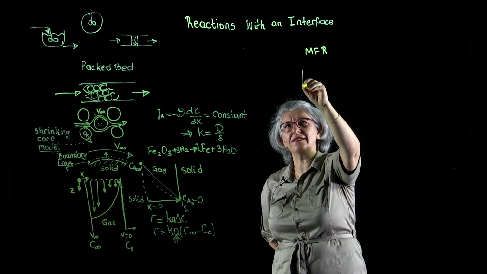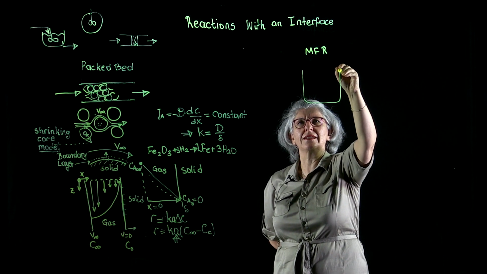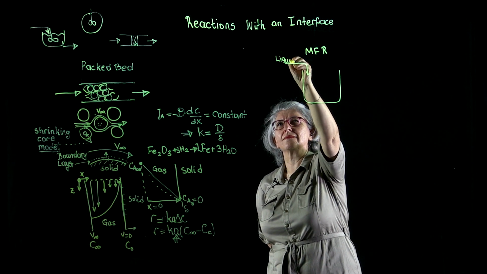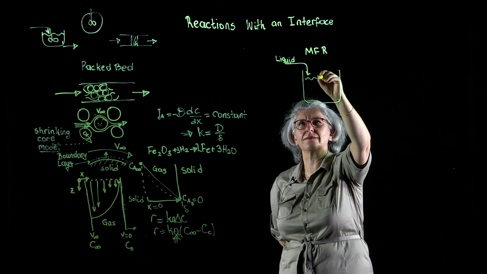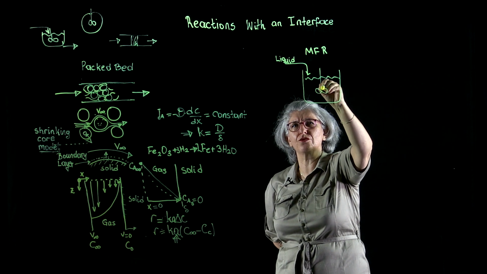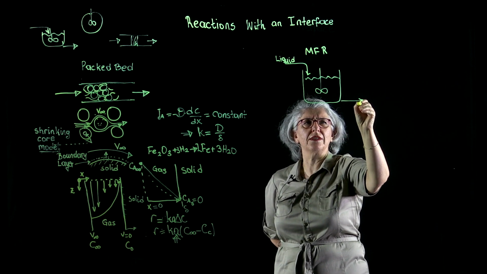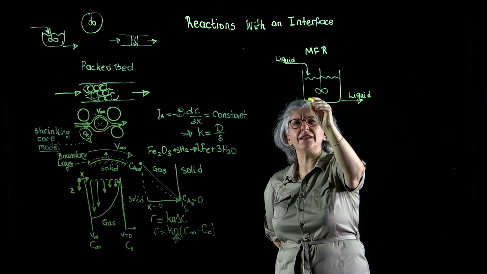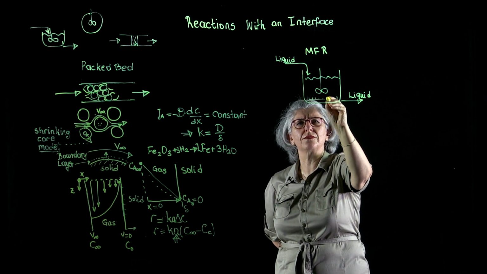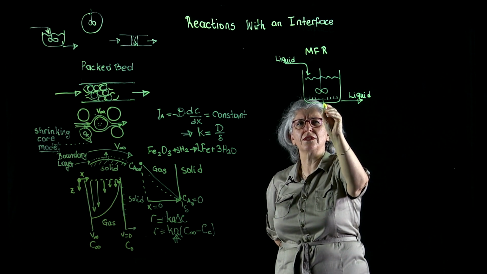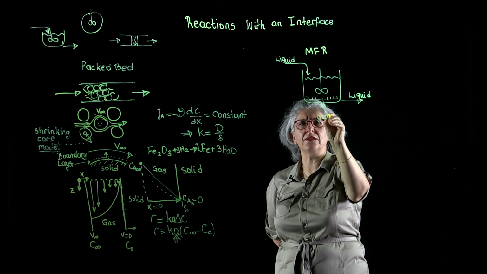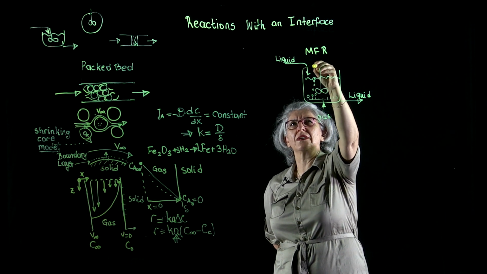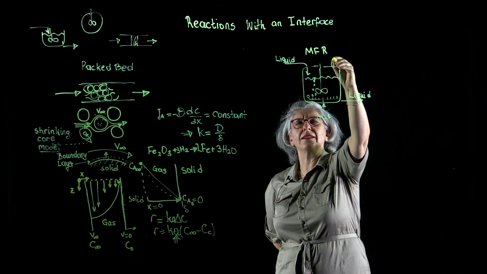In our mixed flow reactor, you're going to have a liquid phase coming in. We have an impeller. Now we are used to this type of configuration. We have liquid phase leaving the system. And now we have a gas distributor with which I contact a gas by bubbling it through, and then I take the gas out.